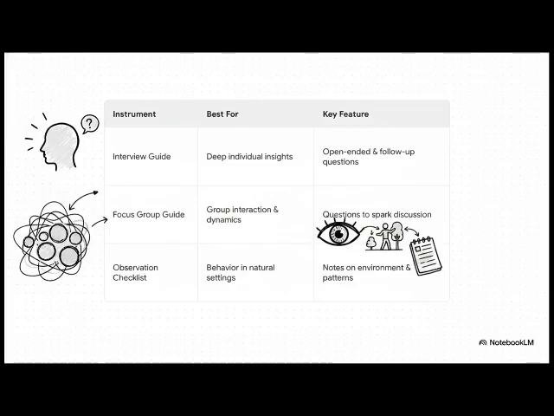If you want those deep, personal stories, you're probably going to use an interview guide. If you want to see how ideas bounce around and grow inside a group, then a focus group guide is your best bet. And if you need to understand what people do, not just what they say they do, an observation checklist is the tool you need. The right choice? It always comes back to your original research question.